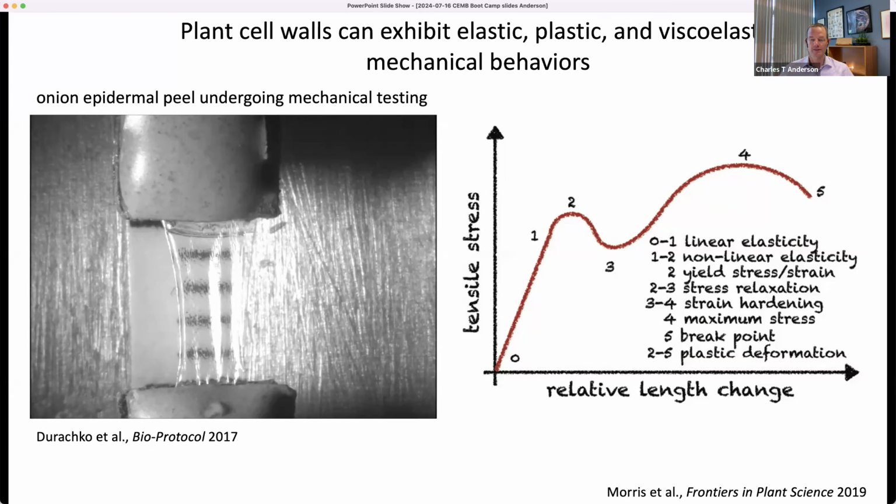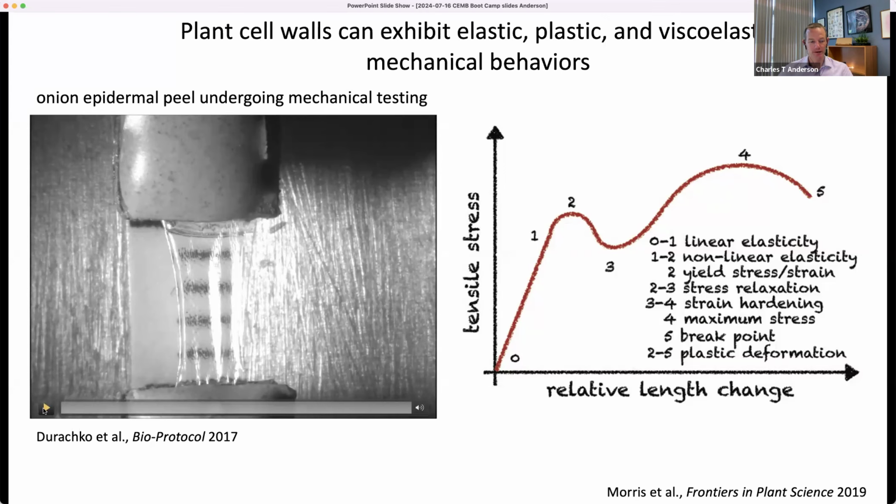And then viscoelastic mechanical behavior is elastic behavior that contains either a time lag or resistance to that elastic deformation that changes the time component, the time dynamics of that elastic response. So plant cell walls, we think, have this kind of viscoelasticity. They also exhibit plastic and elastic behavior. So they have complex mechanical responses to tensile stress, for instance.